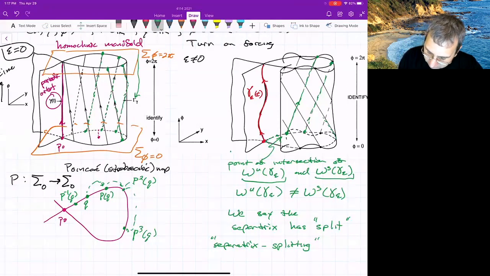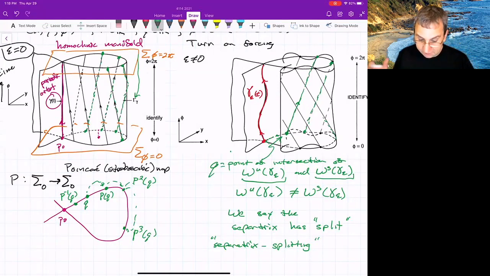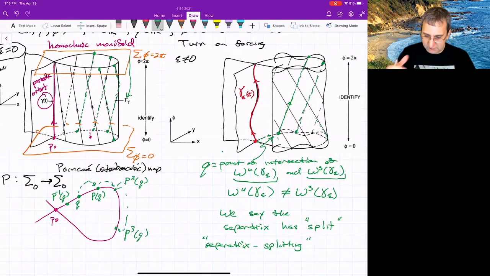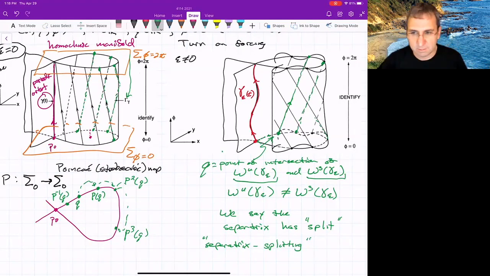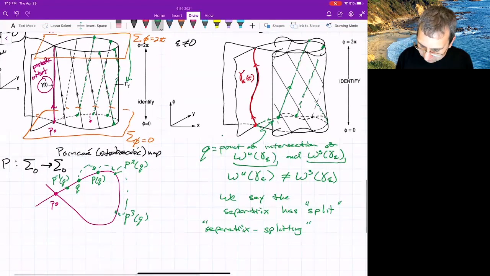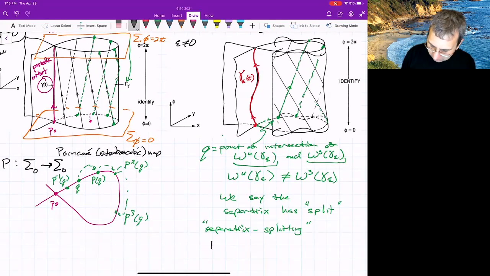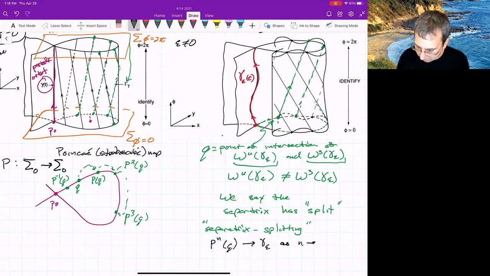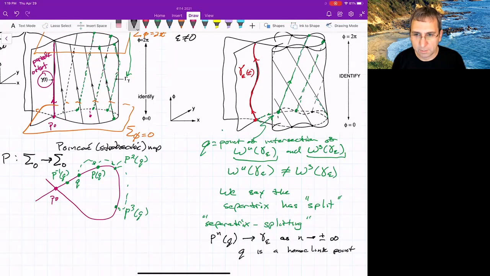Let's call this Q, point of intersection. So we could still define a homoclinic manifold. It's just not this continuous sheet. It looks like it's some trajectories. Q is on this point of intersection. That means P^n of Q goes to that periodic orbit as n goes to both plus and minus infinity. So Q is a homoclinic point, and they're going to play a special role.